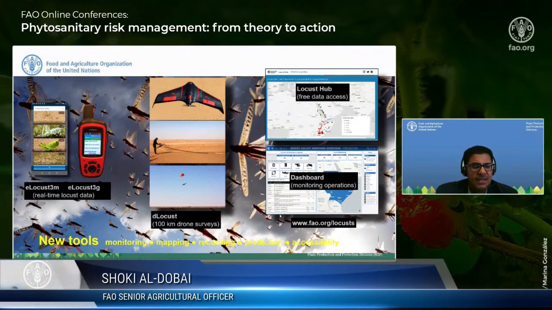Another tool that we developed during the upsurge is the dashboard that also monitors the operations and the resources put in the field and used by each of these countries. This is just to increase the transparency towards our donors and also member countries.